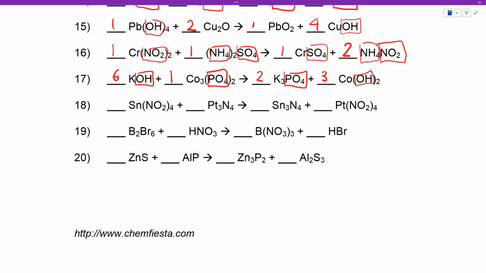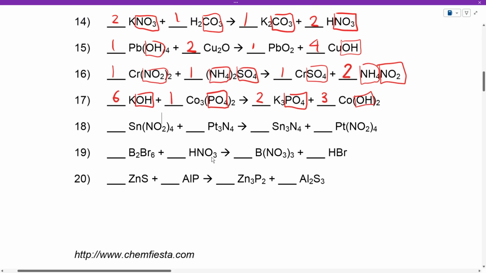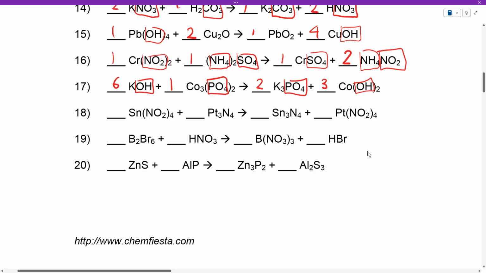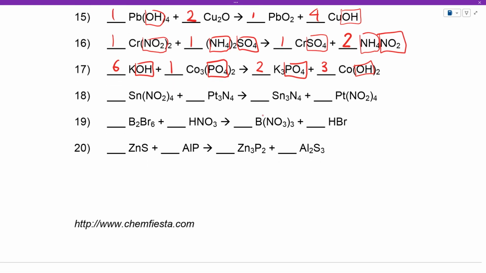So let's double check. 6 potassiums, 6 potassiums, 6 OHs, 6 OHs, 3 cobalts, 3 cobalts over here, and 2 of these PO4s, and of course 2 of these PO4s over here as well. And this equation should be balanced. One pattern I noticed is that most of these equations just balance out pretty nicely. So that makes it slightly easier for me, or for us.